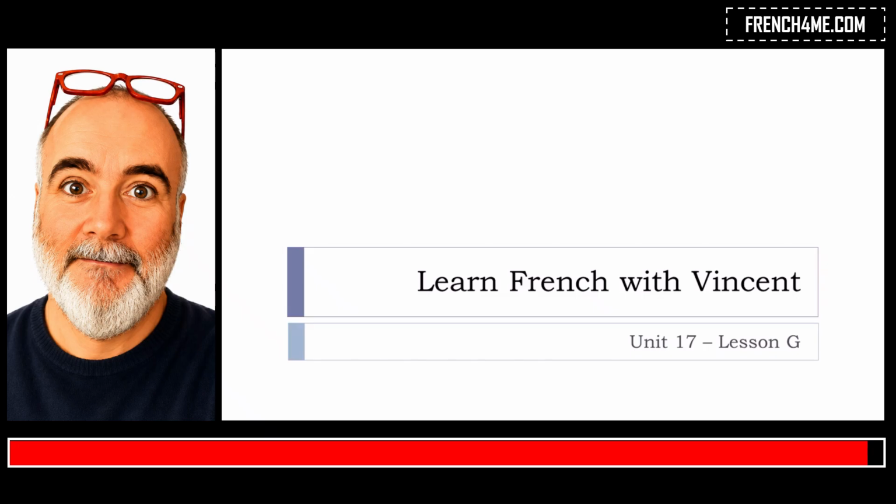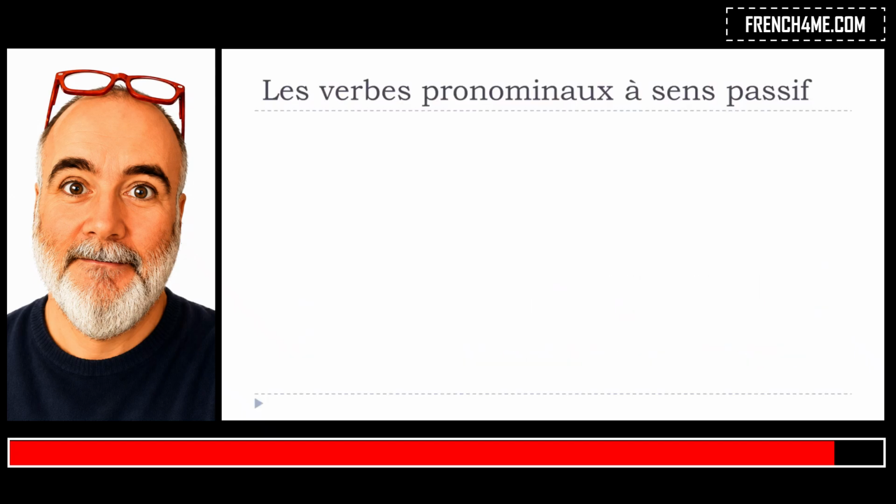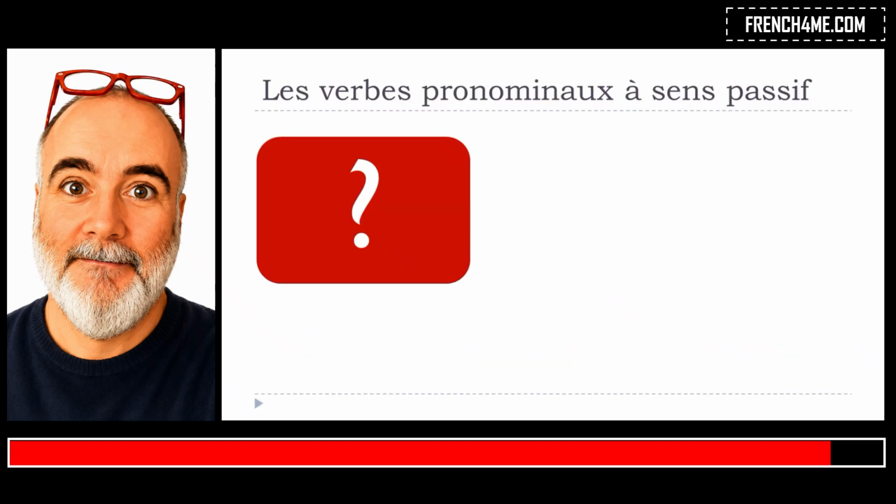And this is unité 17, leçon G. And in this lesson we'll see together les verbes pronominaux and we'll continue. In this video we'll see more precisely les verbes pronominaux à sens passif. Okay, so the first question is, of course, what are they, or what does it mean?